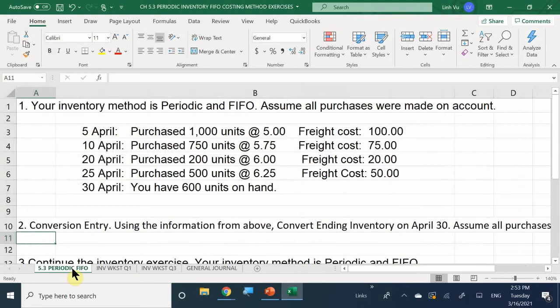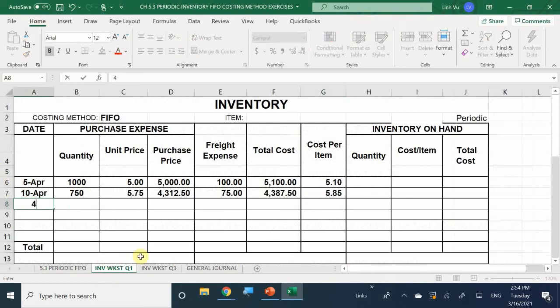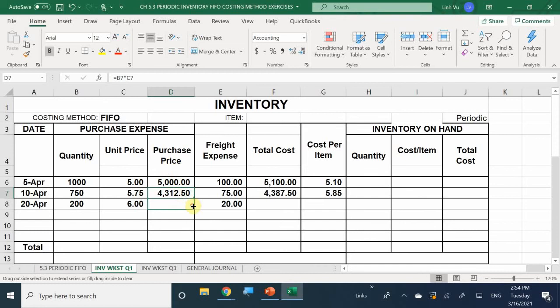So let's take a look at the third one. On April 20th, we purchased another 200 units at $6 each, with the freight costing $20. So what is my purchase price here? $1,200. Yep. $1,220. That's your total cost. Oh, that's right. I'm sorry. No worries. So $1,200, and then plus your $20 gives you your total cost of $1,220.